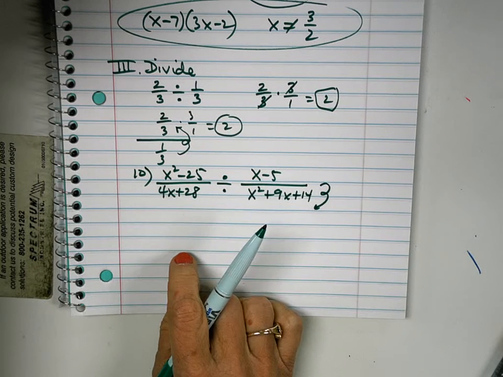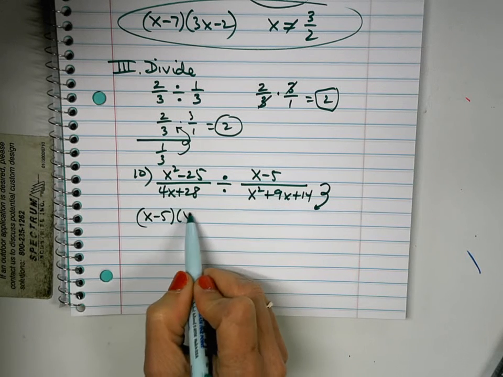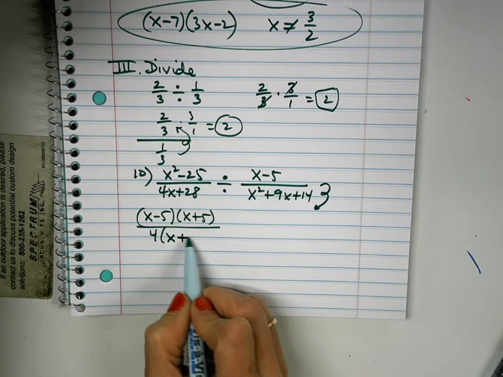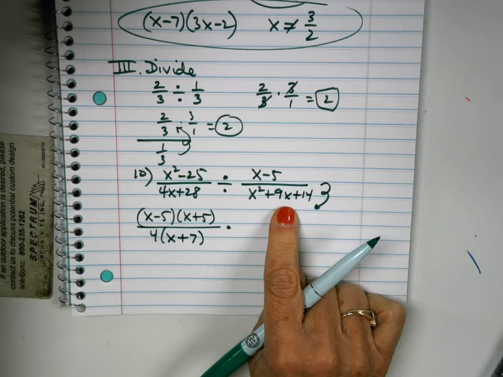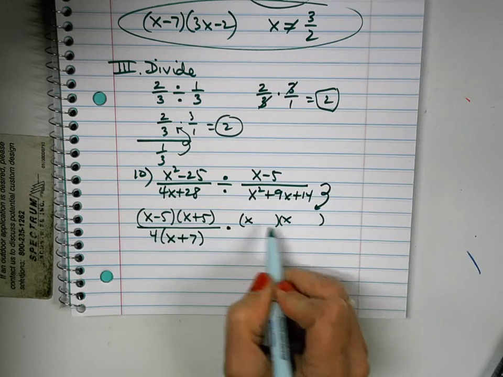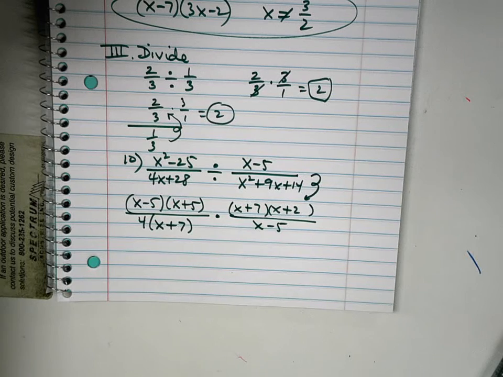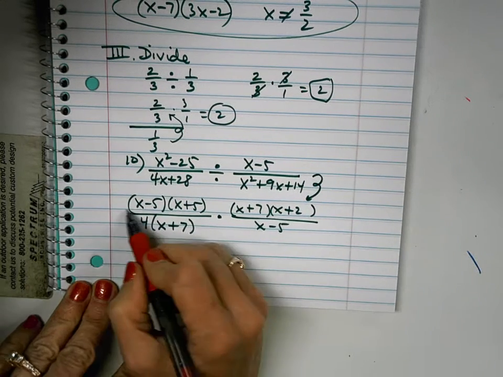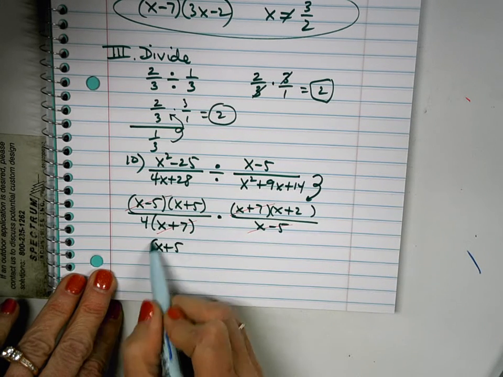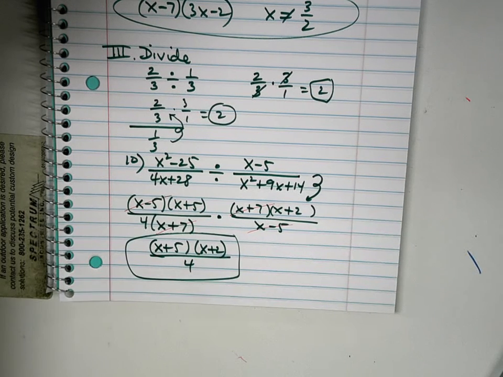Can we do that? What's x squared minus 25 factor into? And then the denominator? GCF of 4, right? Okay, x plus 7. And then I'm going to flip this, so I'm actually going to factor the denominator on top. What does x squared plus 9x plus 14 factor into? x plus 7, x plus 2, and then the x minus 5 we don't need to factor, right? It already is. All right, see any common factors? I think these are kind of fun. They're like little puzzles. Cancel the x minus 5, cancel the x plus 7. So I'd have x plus 5 times x plus 2 all over 4. That would be my answer. We're not worrying about excluded values.